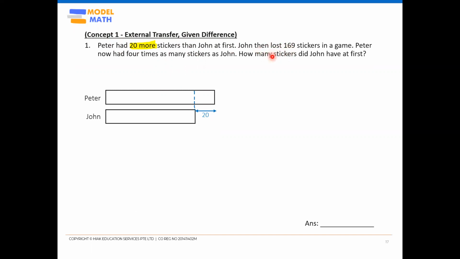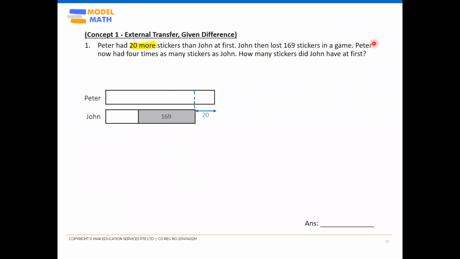If John loses 169 stickers, that means I need to do something with John's model. How to show losing 169? If you lose, you need to cut off and shade it away, because he lost, so it becomes shorter. So I cut somewhere like that. 169 should be pretty big. So shade this off, and this is the 169 that you are shading off.